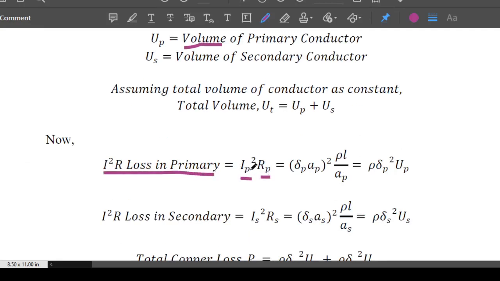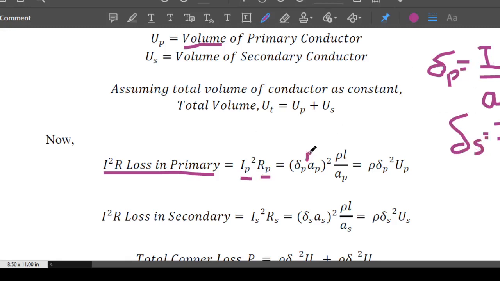You know what is IP? I told you the current density formula: delta is equal to current divided by area. So if you consider the primary side, delta P is equal to IP divided by AP. Similarly, you can write delta S is equal to IS divided by AS. Now from that I can replace IP by delta P into AP. Similarly, you know the basic formula for resistance, it is rho L divided by AP. Substitute it and group it, you will get this expression.